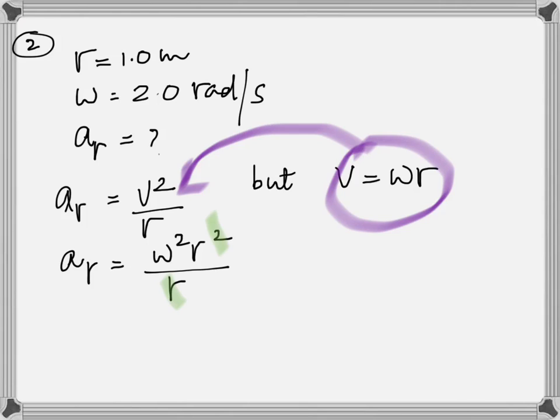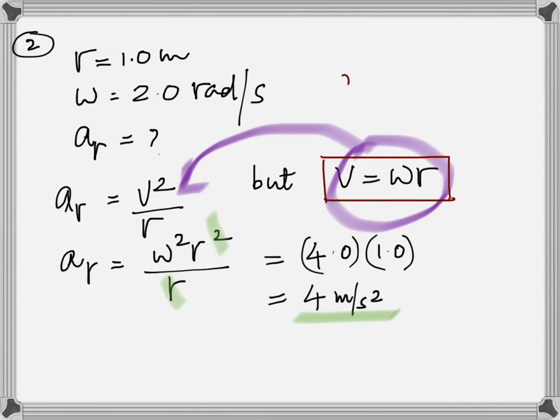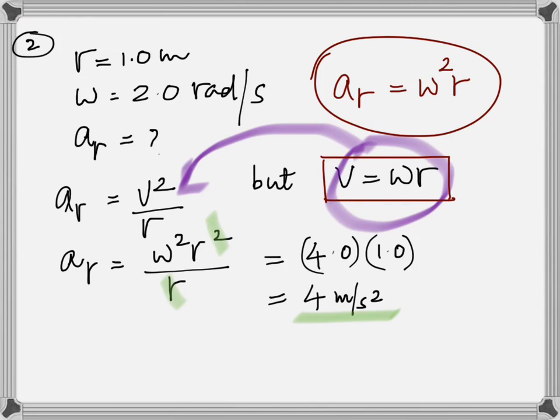So the r's get cancelled, 1 r rather, and then you have omega squared times r, plug in the number, you get 2 squared is 4, that's why it's 4 times 1, 4 meter per second squared. So once again I'm writing that formula to show you that you need to get that formula for radial acceleration, which is omega squared times r. So once you get that, that's your answer.